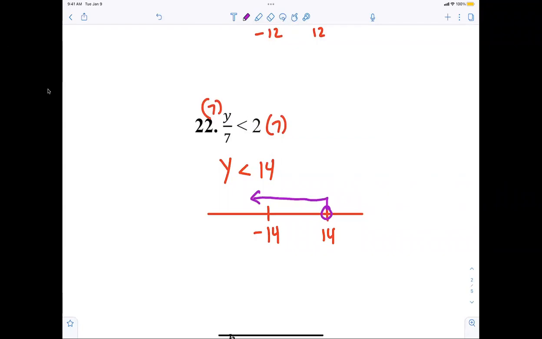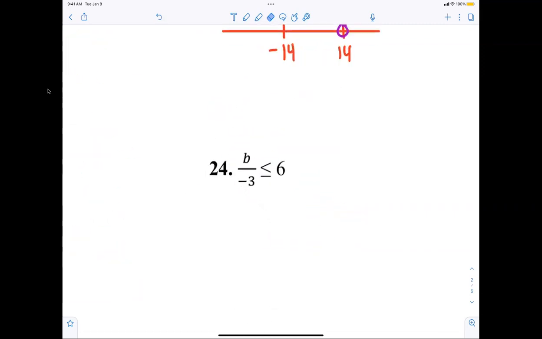Would you have to change the sign for addition? No. Do I change it for subtraction? No. I change it when I specifically multiply or divide by a negative. Yes, that's the only time you have to change the inequality sign. So you don't change it when you add or subtract a negative. What did I just say? You don't. Okay, here we go.